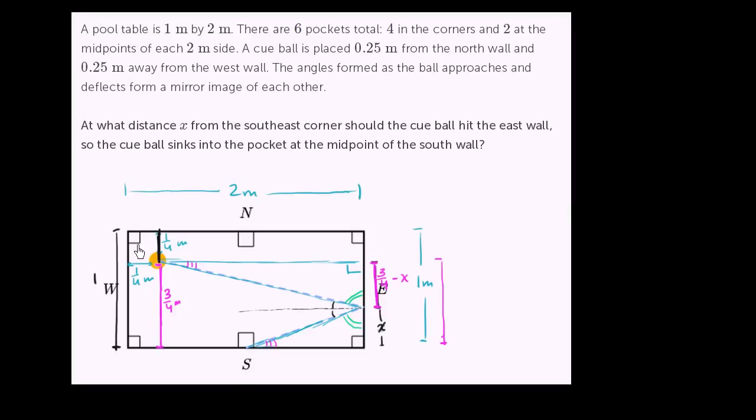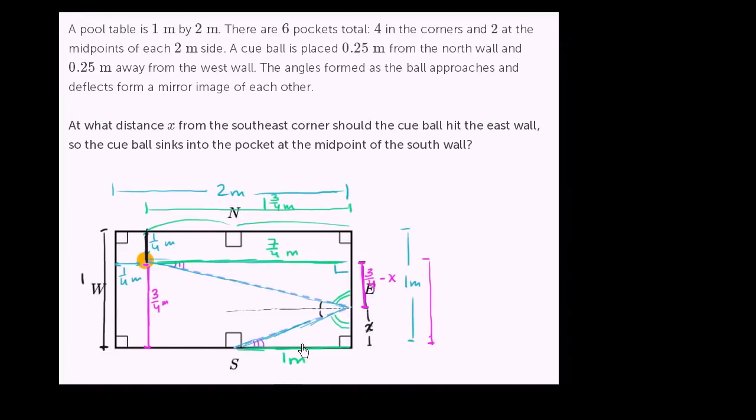And what else do we know? We definitely know the length of this segment right over here. We know that the pockets are 1 meter apart, so that is 1 meter. And we also know the length of this segment right over here. We know that this is 1 meter and that this is another 3/4 of a meter. So this whole distance is 1 3/4 meters, or we could write that as 7/4 meters. This is 7/4. I like to write everything as an improper fraction because I have a feeling that I'm going to have to do some ratios in a second.